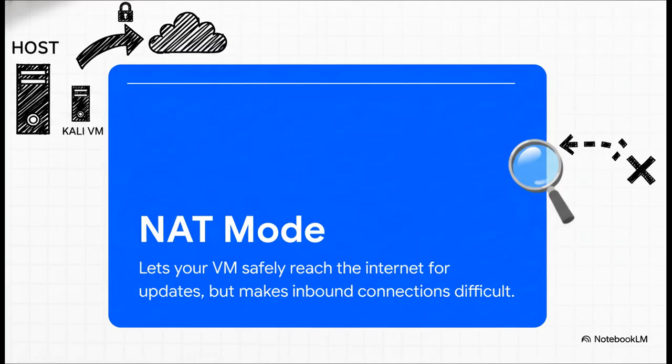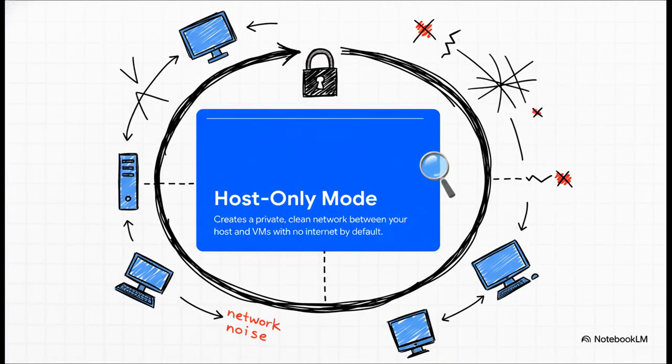First up is NAT mode. Just think of this as your utility mode. It's awesome for letting your Kali VM get out to the internet to download tools or grab updates. It keeps everything nice and isolated. But, and this is the part that trips everyone up, it makes it really, really hard for anything else on your network to connect back into that VM. It's a one-way street.